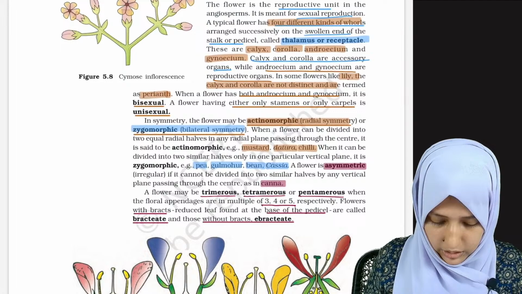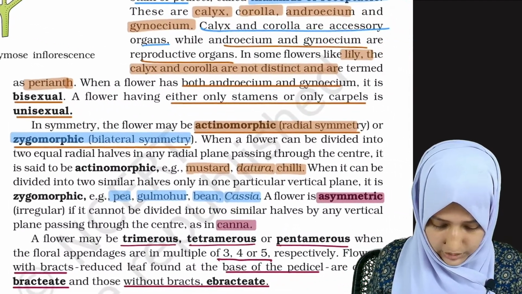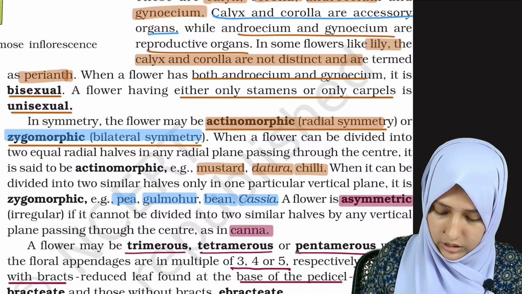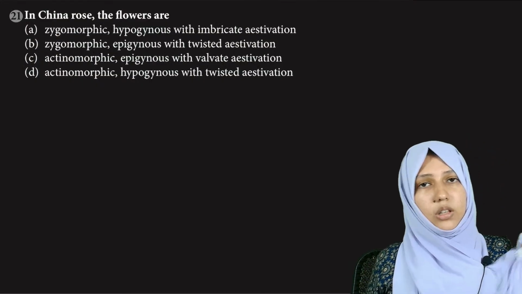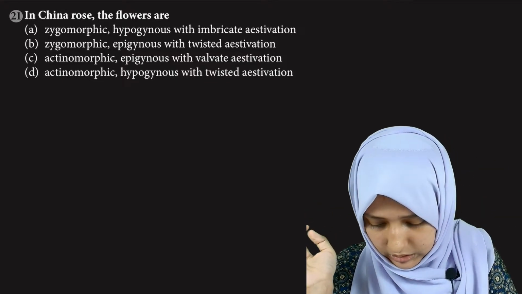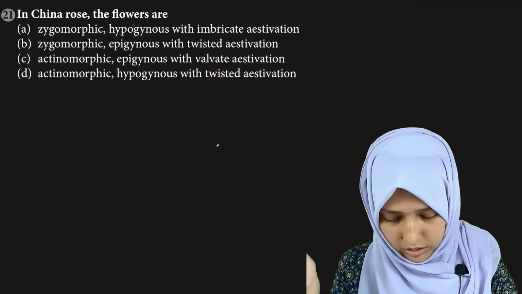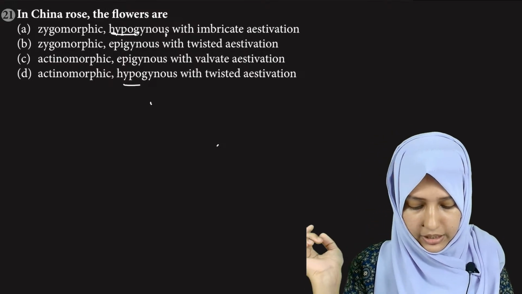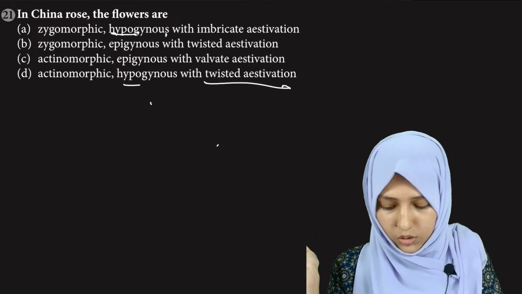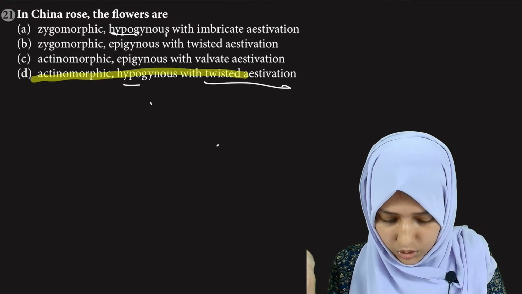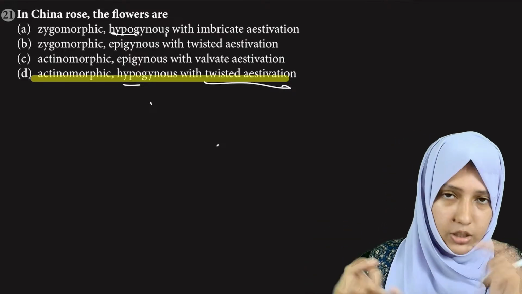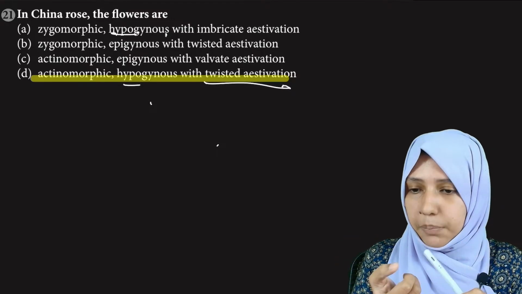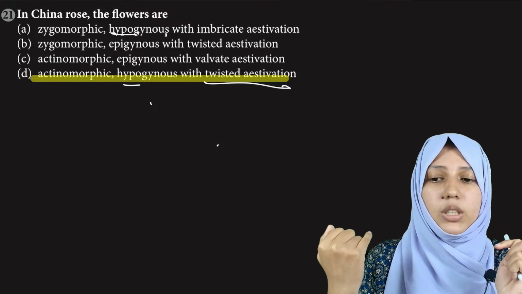And what about the symmetry? The symmetry of China rose is not given here. So just see what all information we are having. It is hypogynous, which means superior. Among these it will be the answer, and it will be having twisted aestivation. So option D is the right answer. In China rose, please note the point, the flowers will be actinomorphic, hypogynous, and will be having twisted aestivation. Clear?